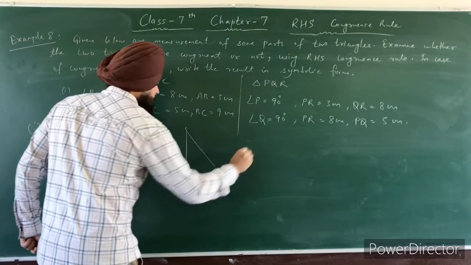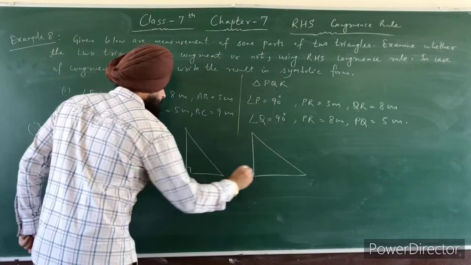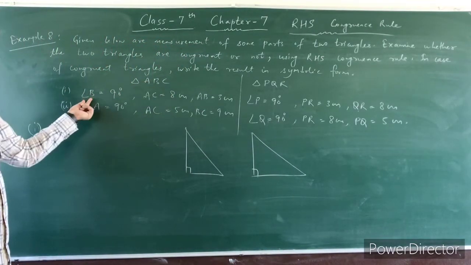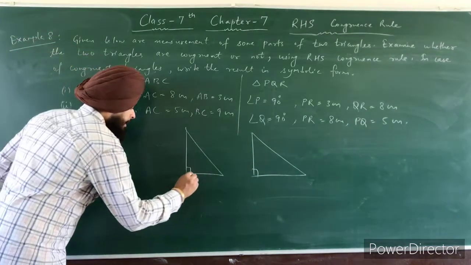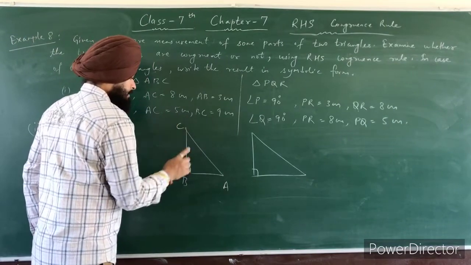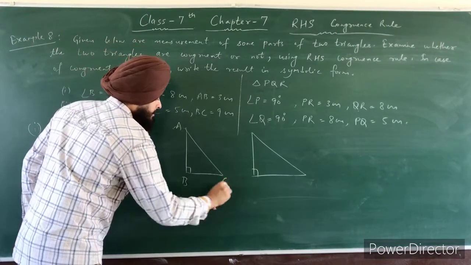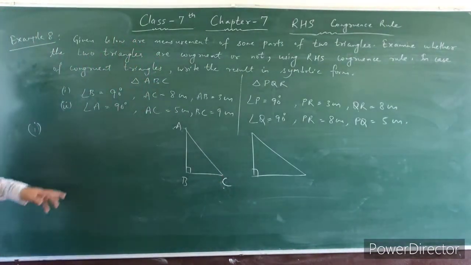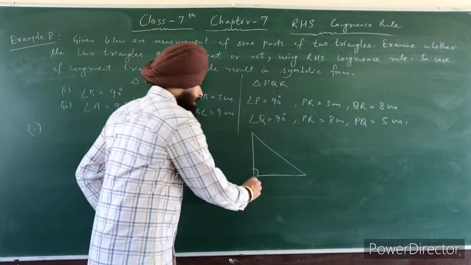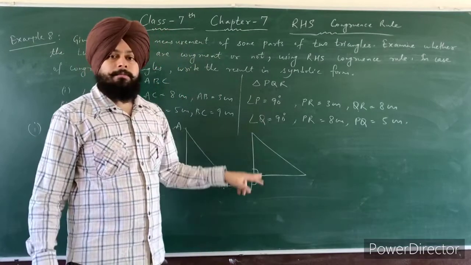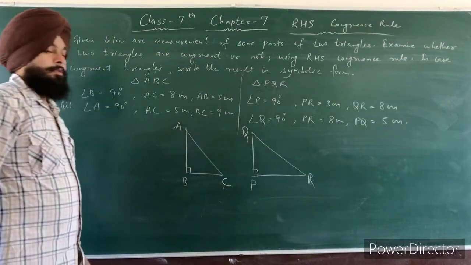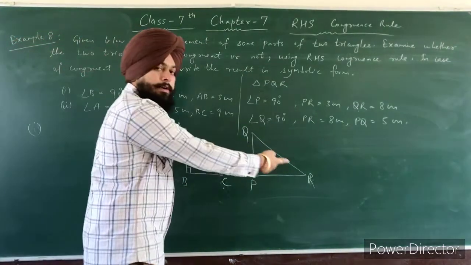So you can first draw two right triangles. In triangle ABC, angle B is of measure 90 degrees. So write here angle B, and write here A and C. On the other side, in triangle PQR, angle P is of measure 90 degrees. It means right angle at point P. Write here Q, here R, or you can write here R and here Q. It's a choice.